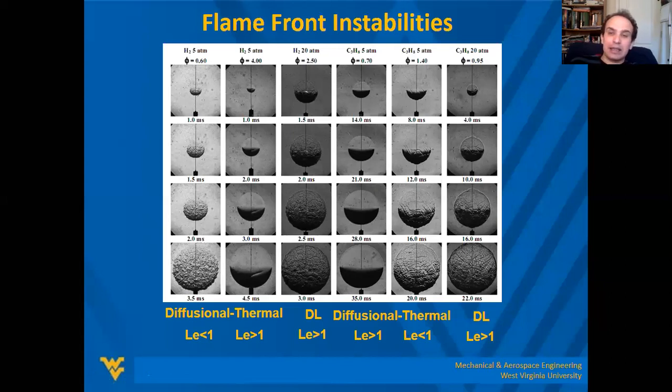One answer is Lewis number. When the Lewis number is small, we have development of thermal diffusion instability. We have an imbalance between thermal and mass diffusion, like you may see here. But another point is that we have different pressures here. Here is 20 atmospheres and here is 5 atmospheres.